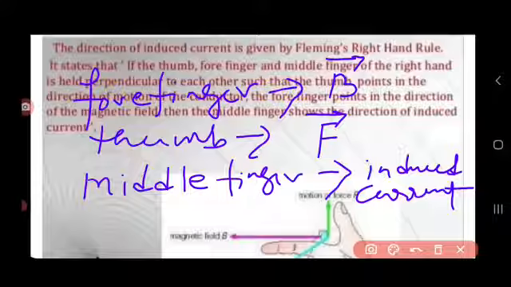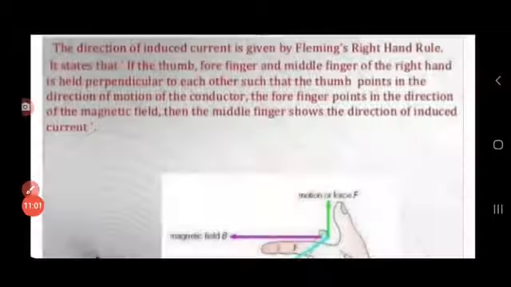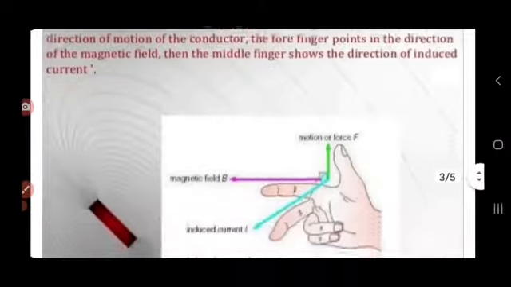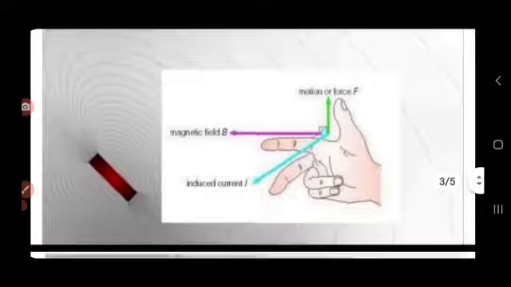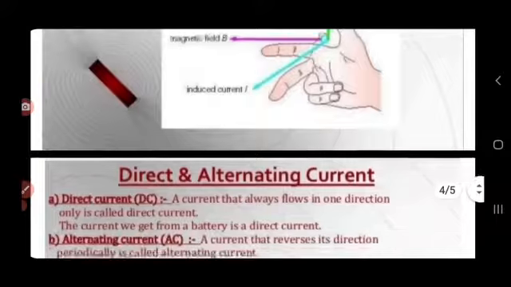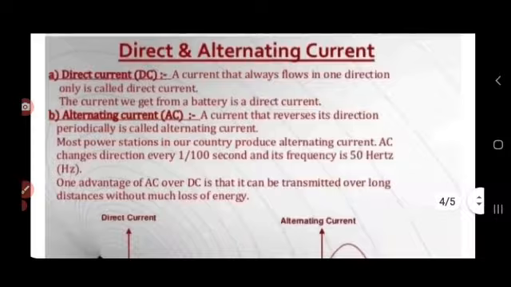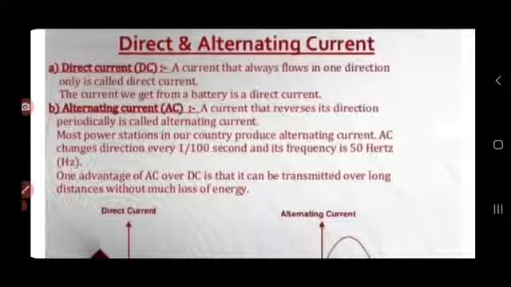Our next topic is direct and alternating current. Direct current means current that flows in one direction, that is unidirectional current. So current that always flows in one direction, one directional current, is called direct current. It is denoted by DC.